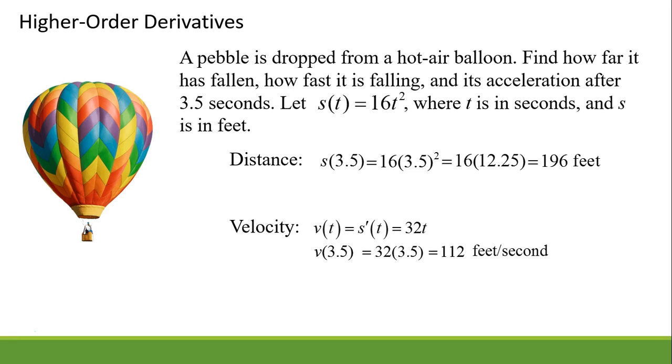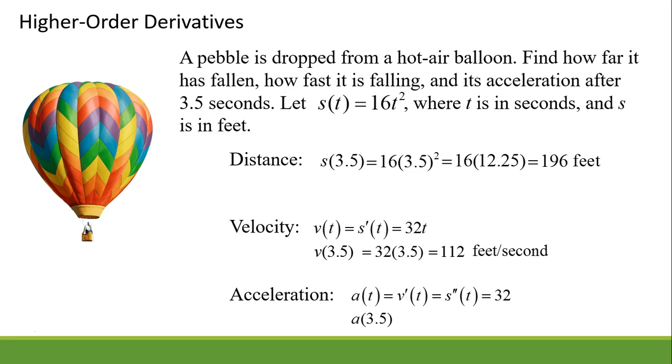The third thing we're asked to find is the acceleration. And the acceleration function is the derivative of the velocity function, which is also the second derivative of our position function. So the derivative of our velocity function, which is 32t, is just 32.